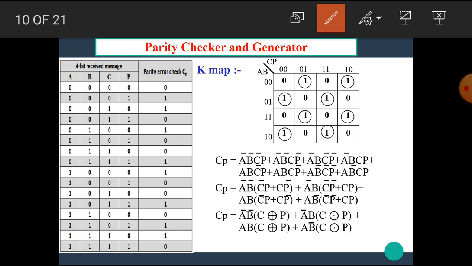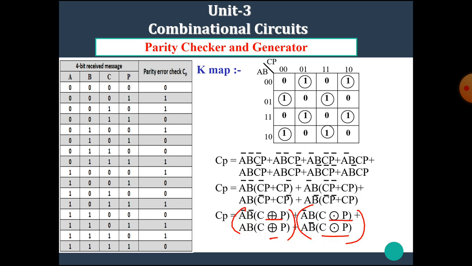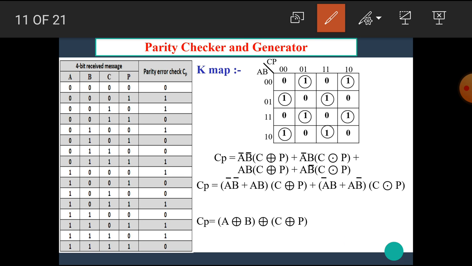Here we can see that in these two terms C XOR P is common and in these two terms C XOR P is common. Hence we get the equation as, here the C XOR P is common. Hence we get A bar B bar plus AB. In this term is common, hence we get A bar B plus AB bar. Okay, after simplifying this, we get A XOR B XOR C XOR P. I hope you all understand how to simplify this K map.